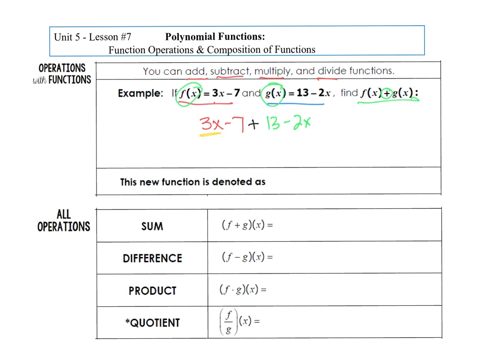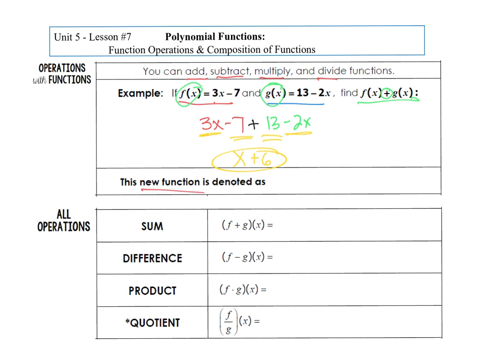So we'd start with our x's. 3x minus 2x is 1x. And then negative 7 plus 13 are like terms. They make positive 6. So what is f of x plus g of x? It is x plus 6.